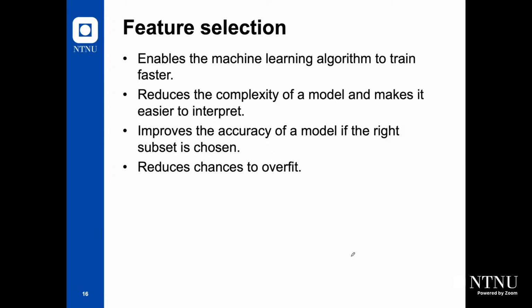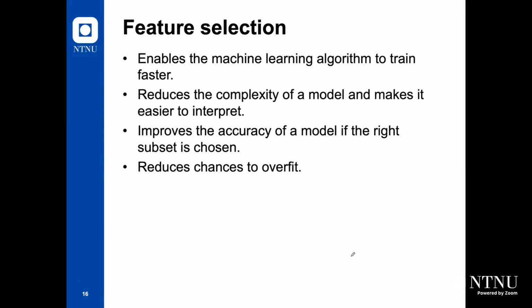So feature selection enables the machine learning algorithm to train faster. It will reduce the complexity of the model and make it easier to explain. So it's very good for interpretability and explainability. It will also improve the accuracy of the model if the right subset is chosen, because sometimes you will use more features and those features might make your model confused, right? Sometimes they will not have a positive impact. They might also have a negative impact on your model accuracy, for example.